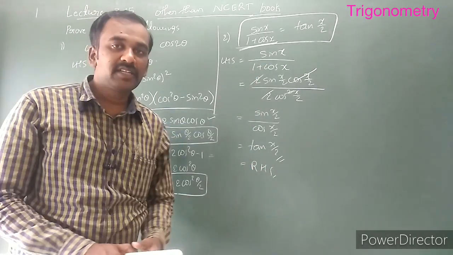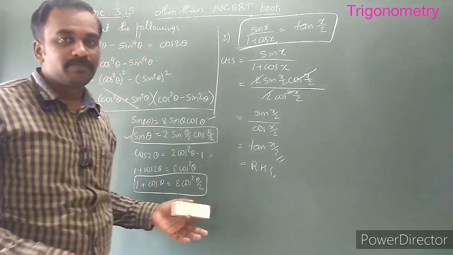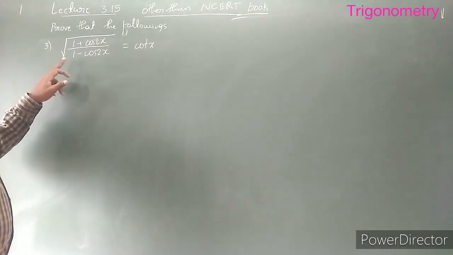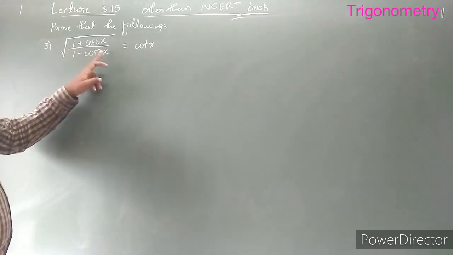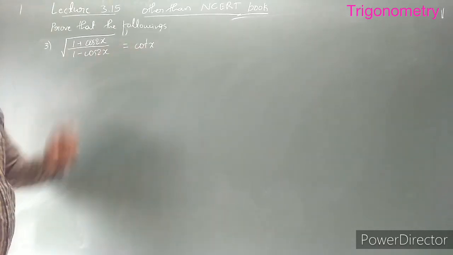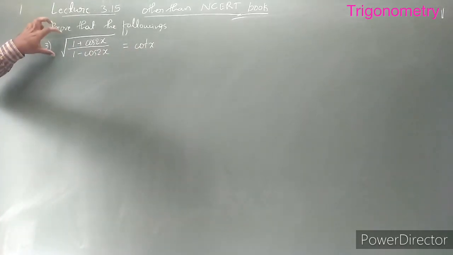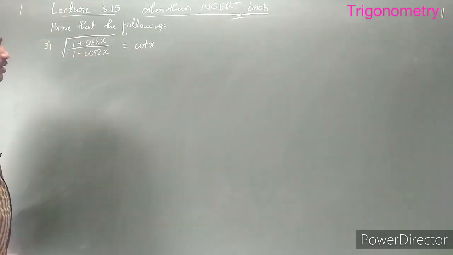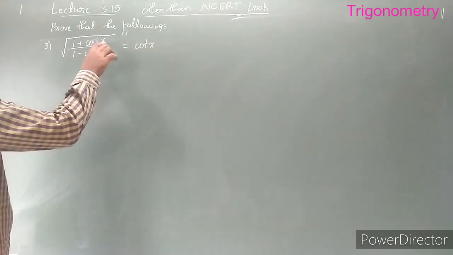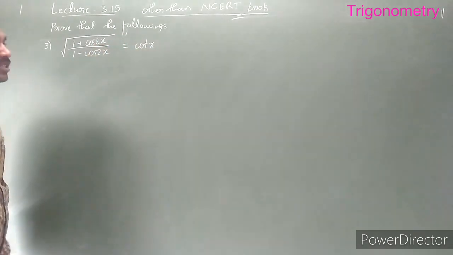Anyhow, let's take the next problem. Prove that the square root of 1 plus cos of x divided by 1 minus cos of x is equal to cot x. On the left hand side, the square root covers the numerator and denominator: 1 plus cos of x, 1 minus cos of x. The right hand side is cot x. The left hand side has angle 2x and the right hand side has angle x.